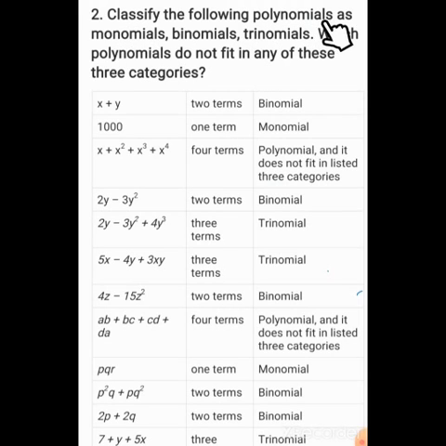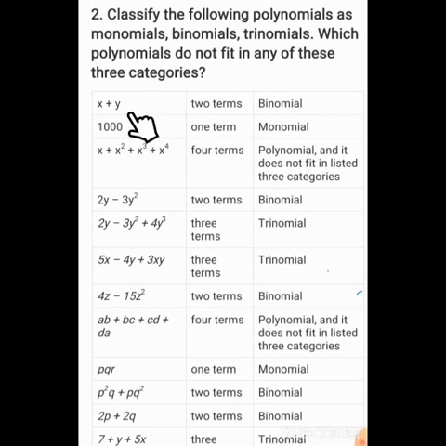Classify the following polynomials as monomial, binomial, trinomial. Which polynomials do not fit in any of these 3 categories? It means we have to find out the monomial, binomial and trinomial. More than 3 terms is called a polynomial, so we write here "do not fit".